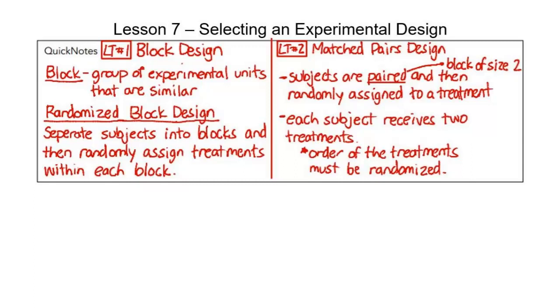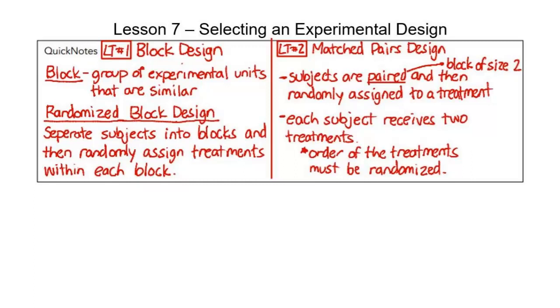The other possibility, and you guys brought this up yesterday, do you remember Mr. Wilcox and the beard oil? What was one of the recommendations for how to improve that experiment? Split his beard down the middle. So in that case, we would have each subject receiving 2 treatments. Mr. Wilcox would have 2 treatments. One side would get no beard oil, the other side would get beard oil. But the order of the treatments has to be randomized.